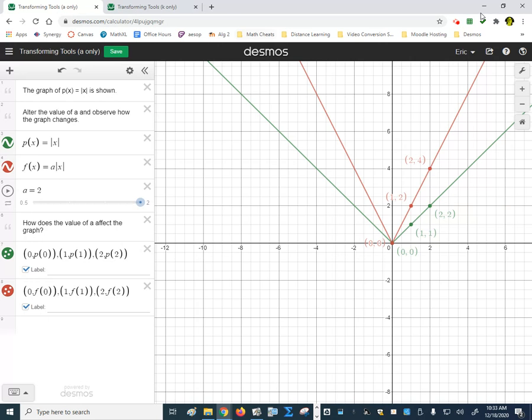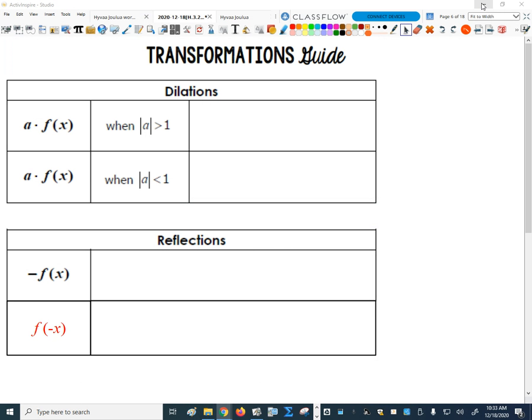Okay, what about this? Let's write that down first of all. If the absolute value of a is greater than 1, then we're increasing our y values, and so that corresponds to a vertical stretch. If the absolute value of a is less than 1, so it's between 0 and 1, then that corresponds to a vertical compression.